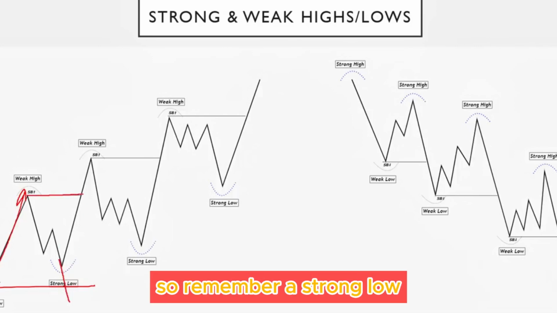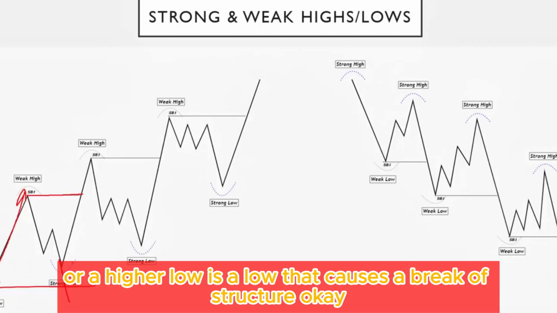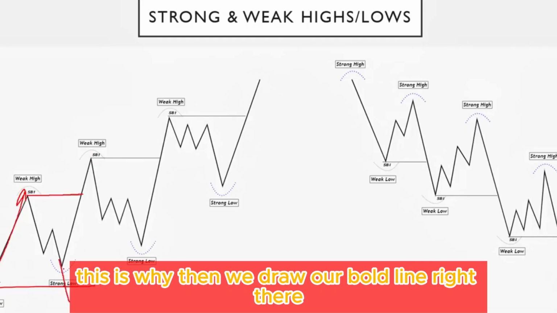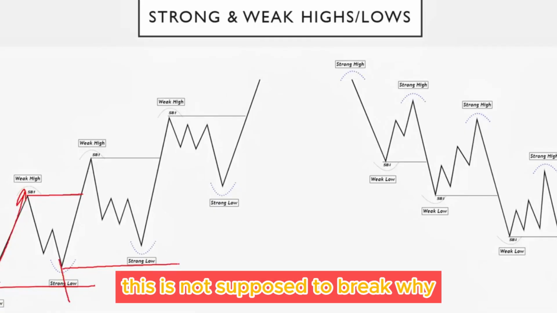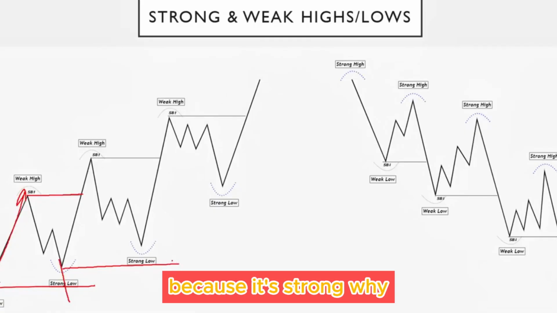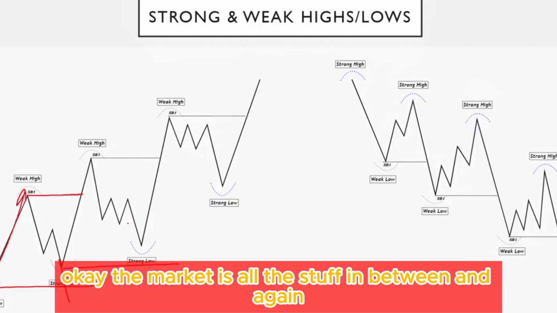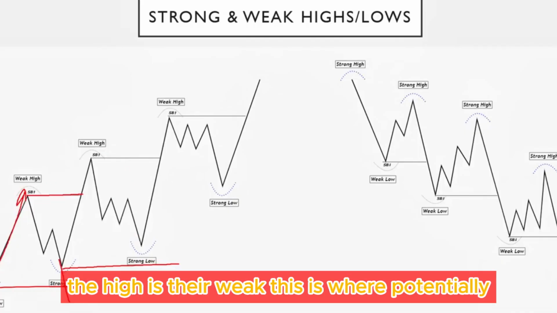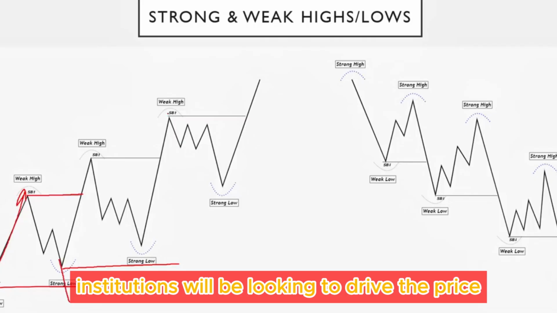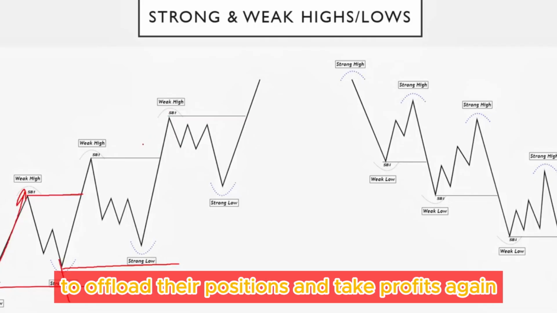So remember, a strong low or a higher low is a low that causes a break of structure. Okay, and this is why we draw our bold line right there. This is not supposed to break. Why? Because it's strong. Why? Because probably institutions are entering from here. Okay? The market does all the stuff in between, and again, the highs, they're weak. This is where potentially institutions will be looking to drive the price to offload their positions and take profits.